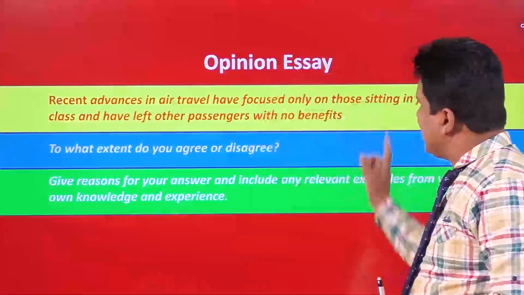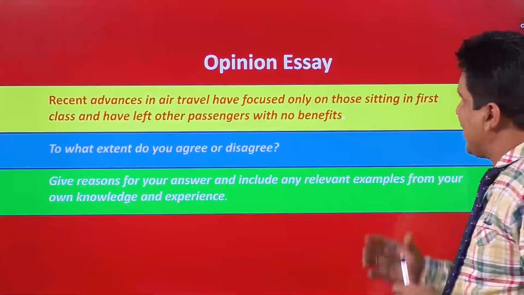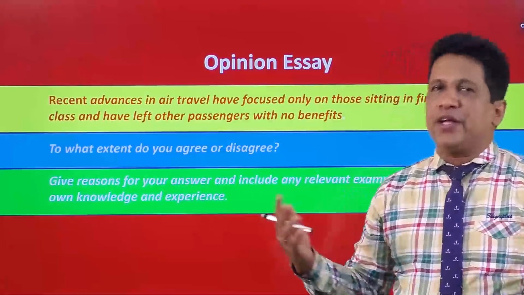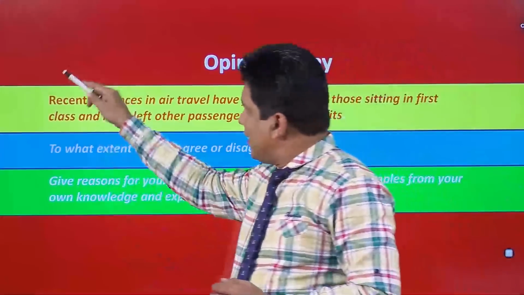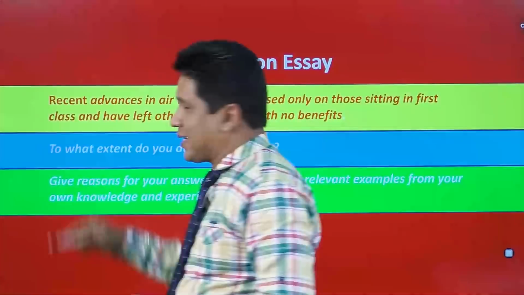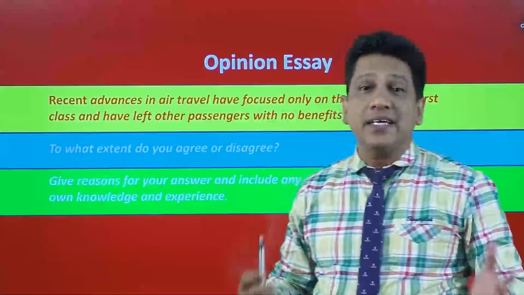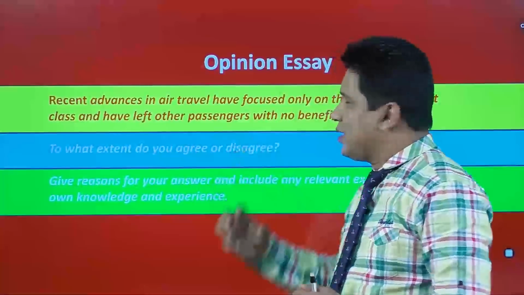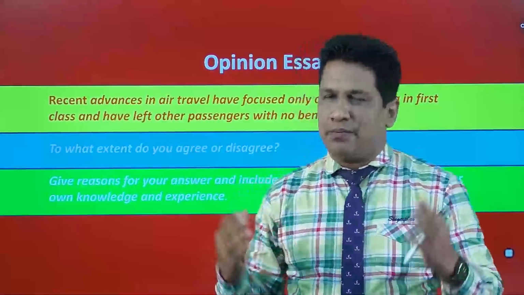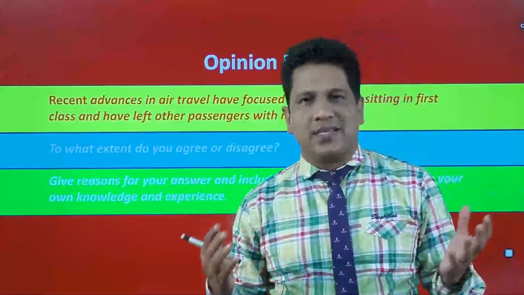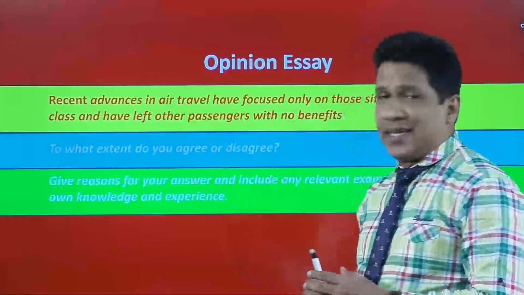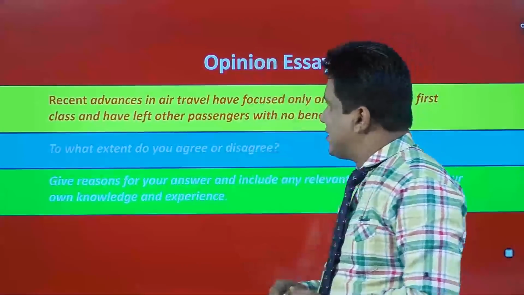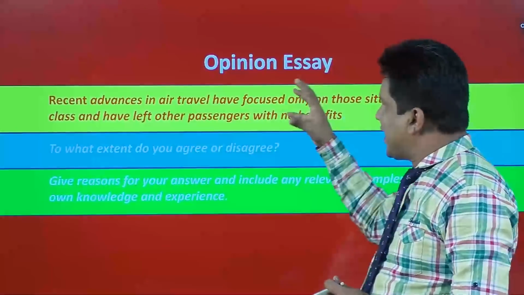Now you see the opinion essay. Normally an IELTS essay is mainly made of 3 blocks. The first one is background, the second one is question, the third one is demand. Background, question, demand, all these 3 together are called an IELTS essay. Mainly, all the IELTS essays are also known as tertiary essays. This is an opinion essay.